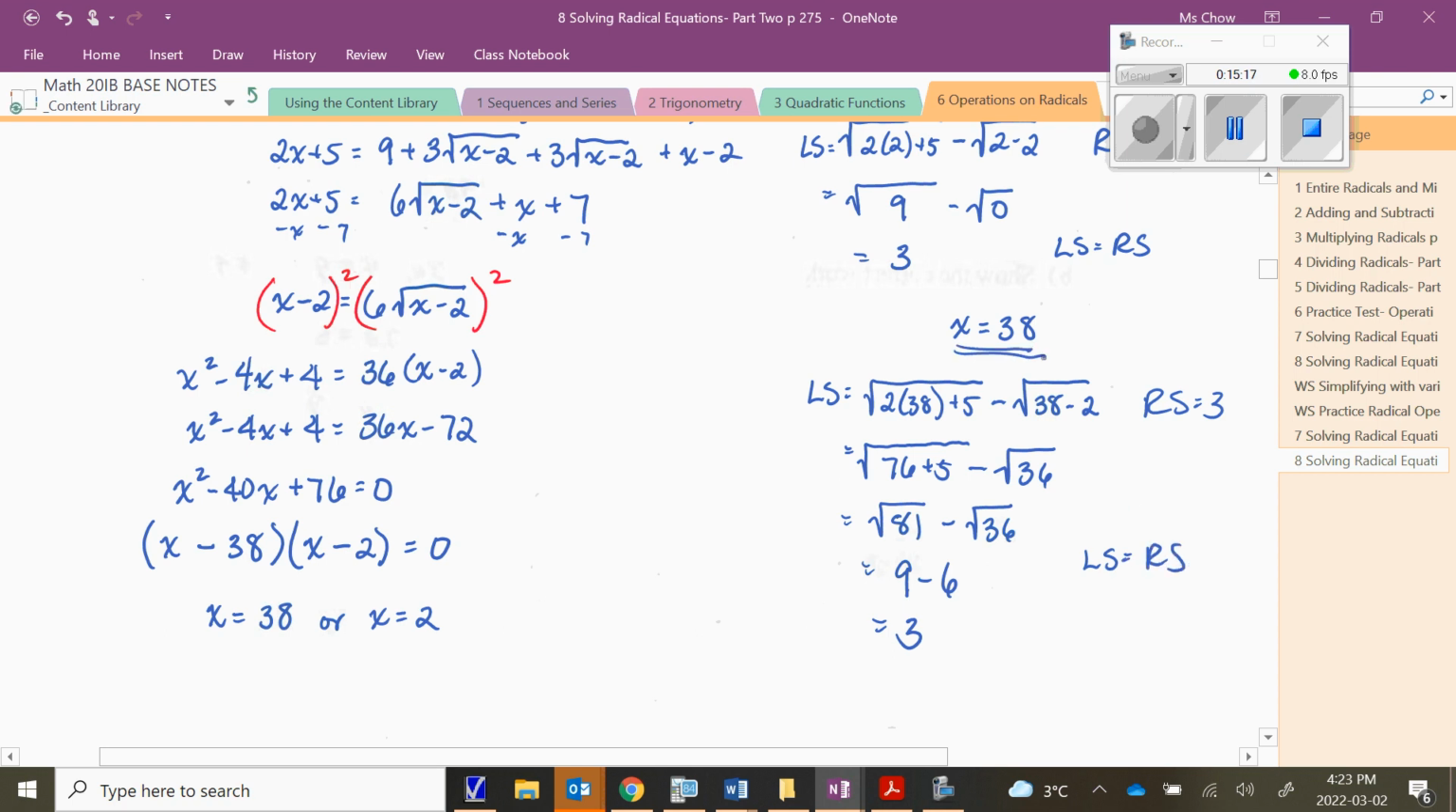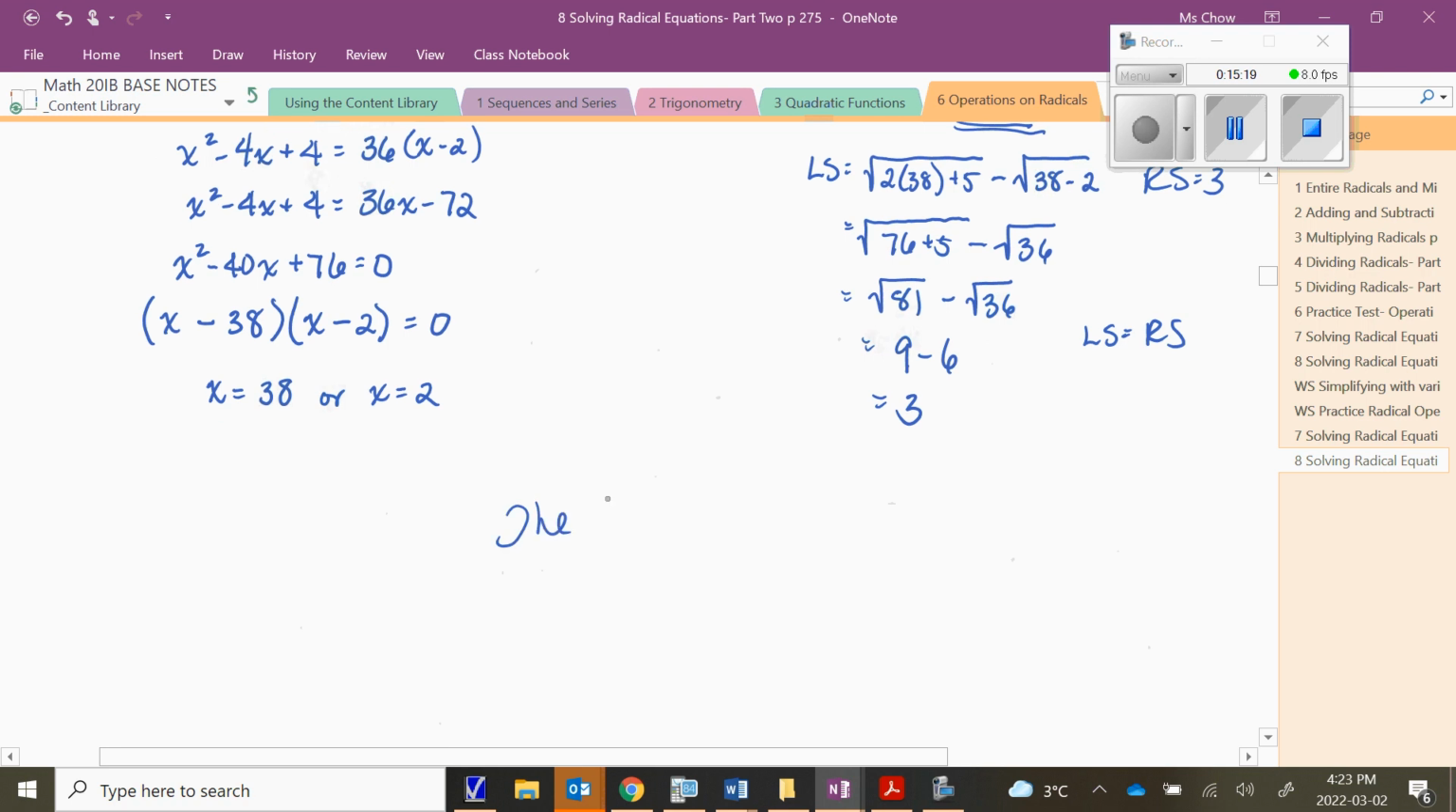So we have two solutions. So the number is 2 or 38. Excellent.